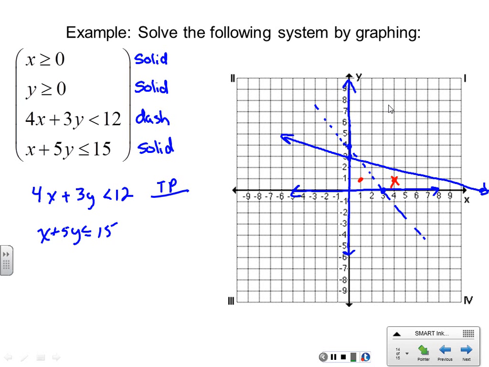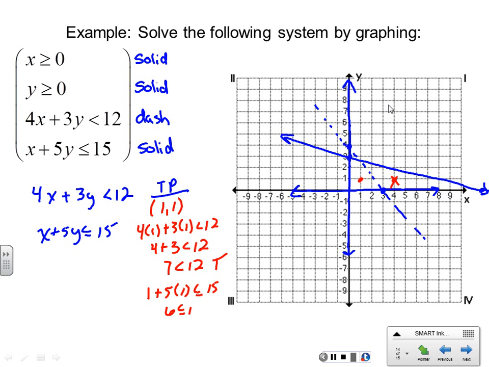Well, if we plug it into the first one, we're going to get 4 plus 3 less than 12, which is going to be 7 less than 12. True? All right, let's try the bottom one. So we'll have 1 plus 5 times 1 less than or equal to 15. So we'll get 6 less than or equal to 15. True? There's your answer. So your solution is this polygon right here. How cool is that? I love it. Love it, love it, love it.